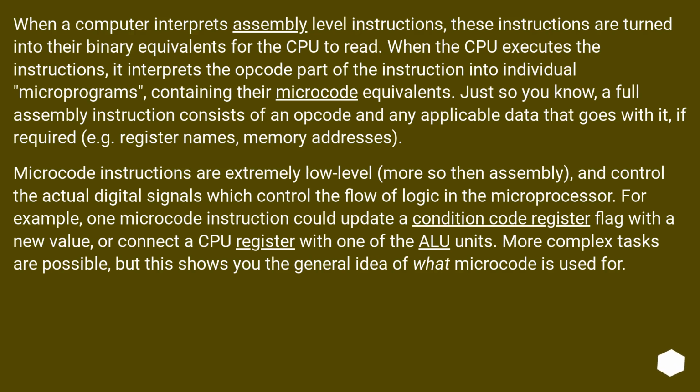Microcode instructions are extremely low-level, more so than assembly, and control the actual digital signals which control the flow of logic in the microprocessor. For example, one microcode instruction could update a condition code register flag with a new value or connect a CPU register with one of the ALU units. More complex tasks are possible, but this shows you the general idea of what microcode is used for.